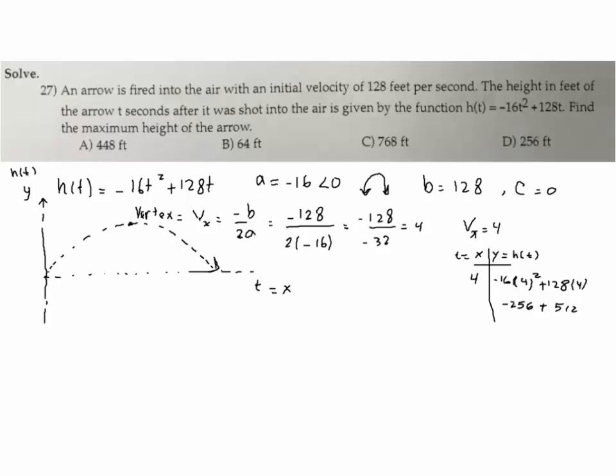So 4 squared would be 16, and 16 times 16 would be 256. We have this minus here, so minus 256 plus 512. Right? So what do we get? That is equal to what? 256. Right. So at time t equal to 4 seconds, the maximum height this arrow would get is 256, and that's the maximum height. So which one would be the right choice here? Looks like it's D.